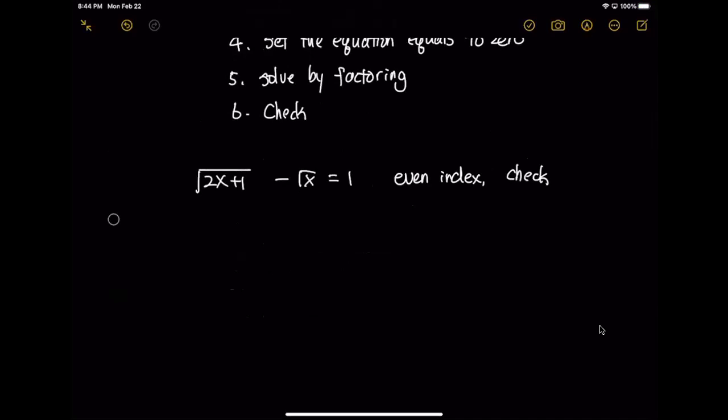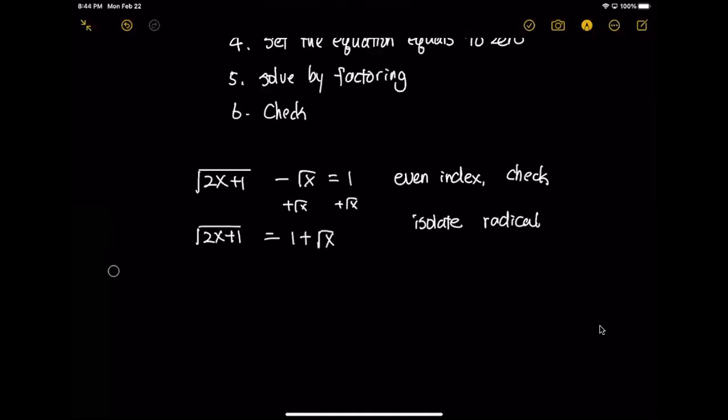Okay, we want to isolate the radical terms to both sides. So I have square root of 2x plus 1 equals... I add square root of x on both sides. So I have 1 plus square root of x. And then I square both sides.